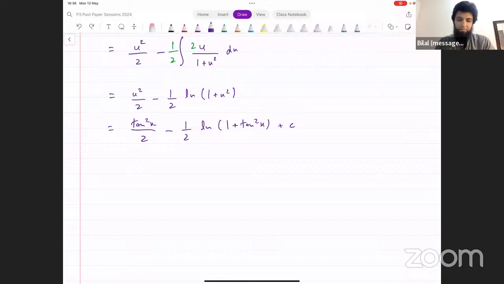Is that okay? Any problems with this? No, sir. So for odd powers, you have to use this integration.